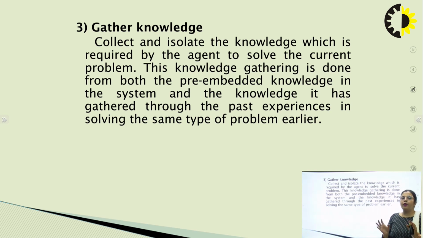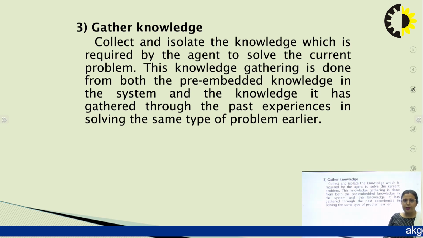So there is a need of the knowledge. If an agent does not have any knowledge, then how can it solve the problem? So there is a need of gathering the knowledge from different areas. Like the knowledge can be gathered from the pre-embedded knowledge in the system and the knowledge it has gathered through past experience. It means the process that we have used for representing the knowledge is also needed, as well as the knowledge that the agent has gathered from past experience in solving the same problem earlier.